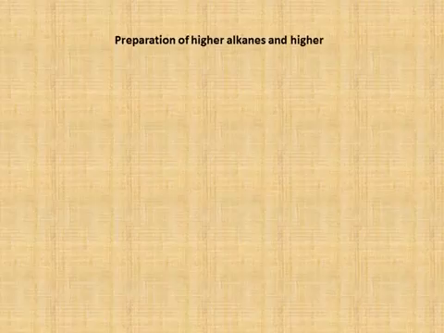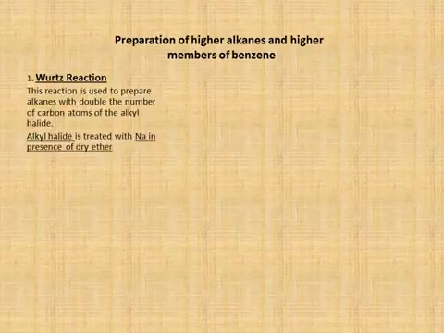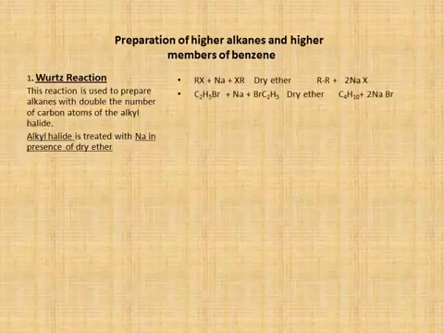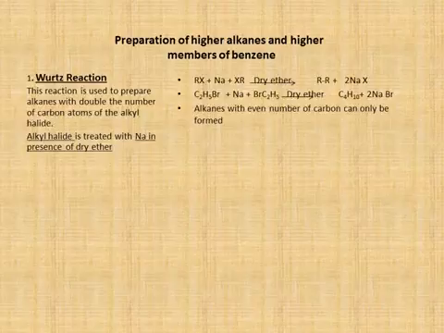To prepare higher alkanes, Wurtz reaction is used. In Wurtz reaction, alkyl halide is treated with sodium in dry ether. Alkane formed will have double the number of carbon atoms compared to the alkyl halide. Remember, alkane with only even number of carbon atoms can be formed.